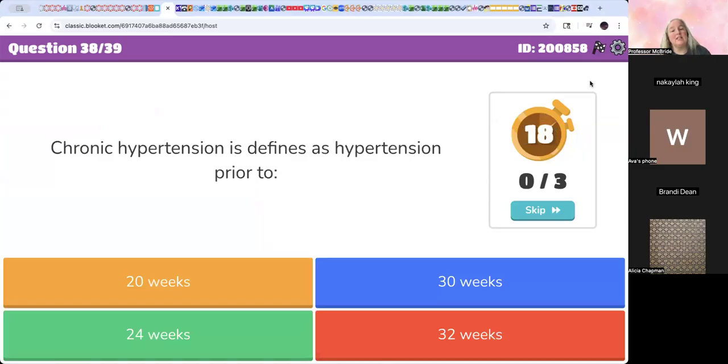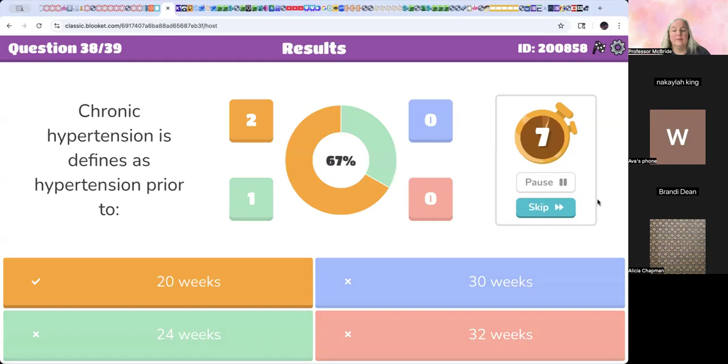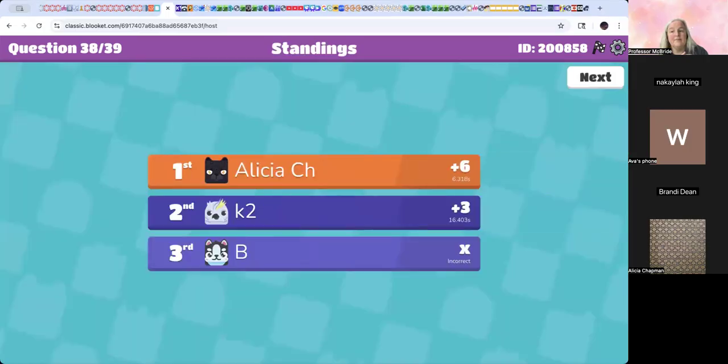Chronic hypertension is defined as hypertension prior to when? "20 weeks." Okay, 20 weeks is a good cutoff for a lot of things. All right, and so before 20 weeks is chronic hypertension. Diabetes that develops after 20 weeks is gestational. Hypertension that develops after 20 weeks is gestational. We use 20 weeks for a cutoff for a lot of stuff.